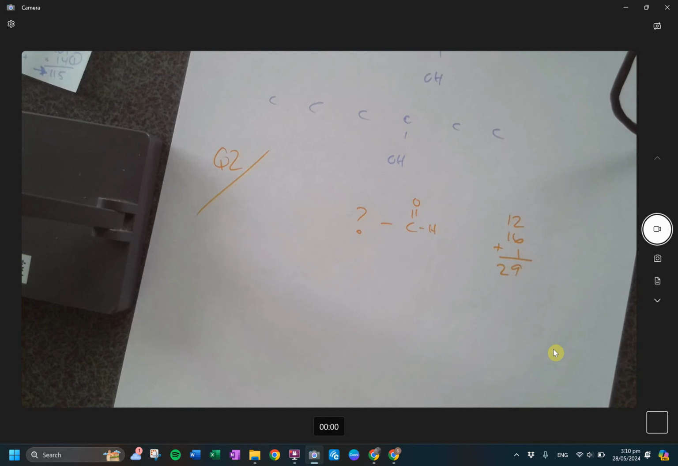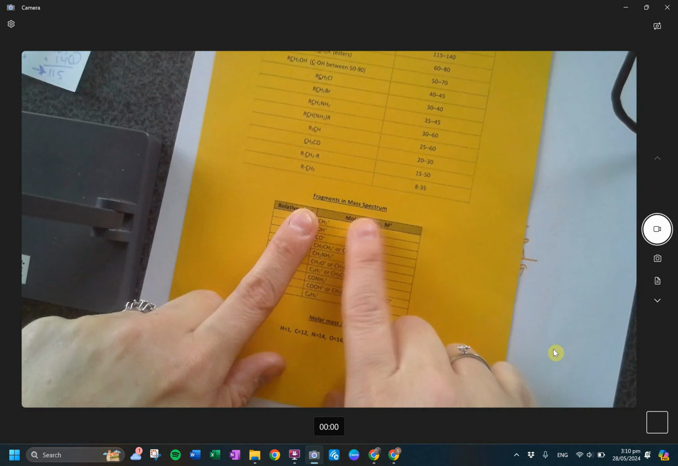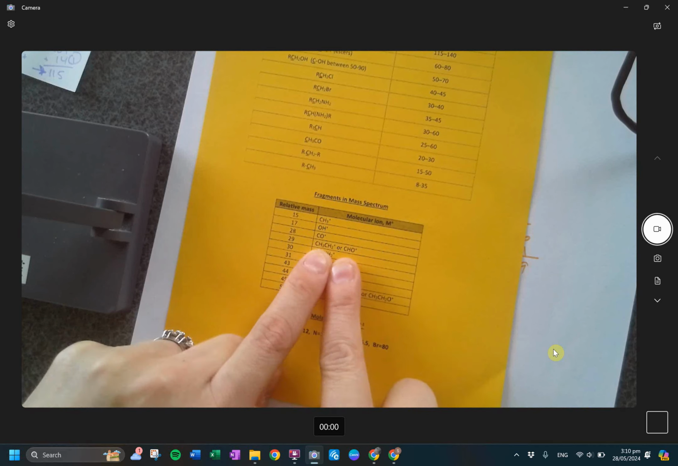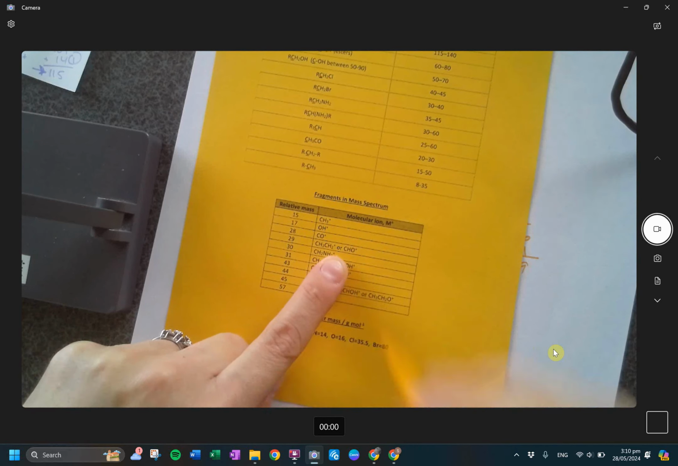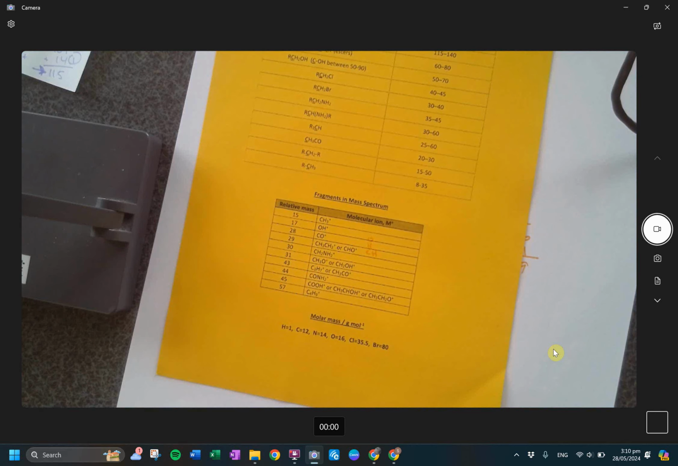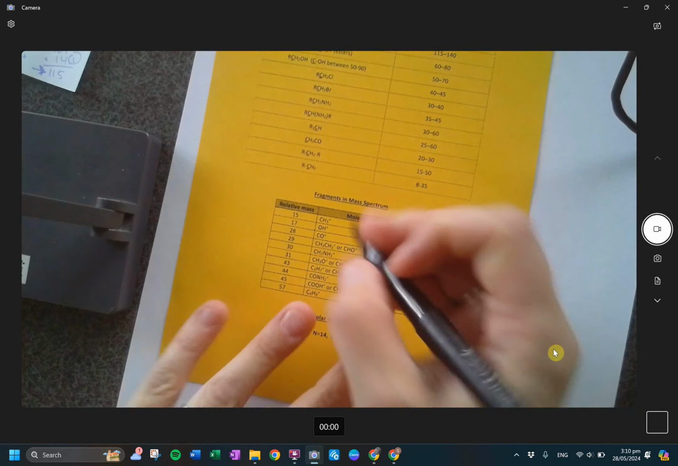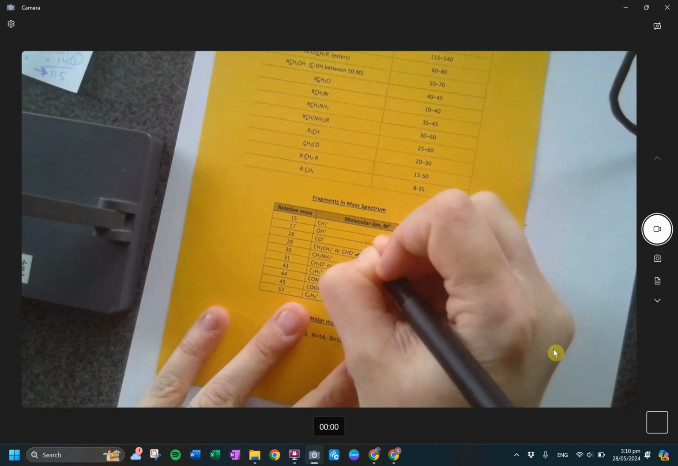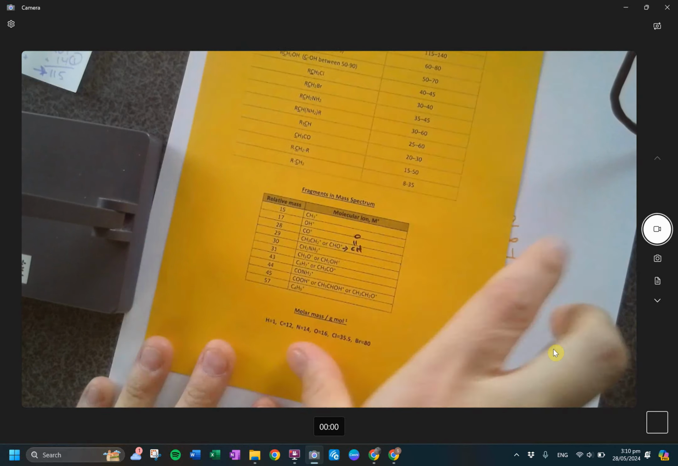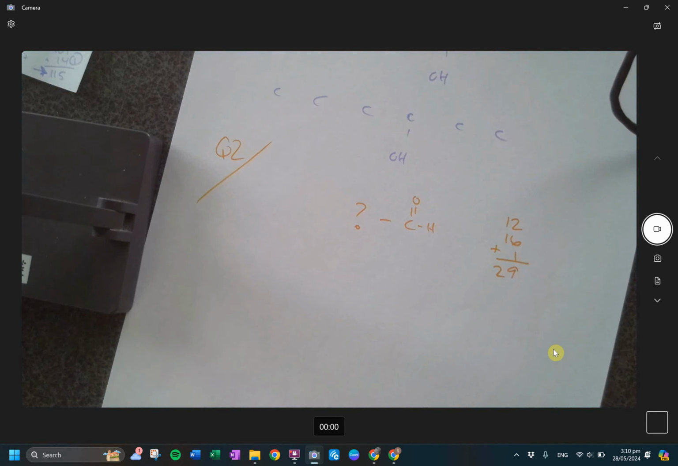Now, just a heads up of a shortcut. Look at this: fragments in mass spectrum. These are common fragments. You can see 29, that there's CHO, and that's representative of C double bond O H. So you see how you have some shortcuts to figure out the math? There's hints there.